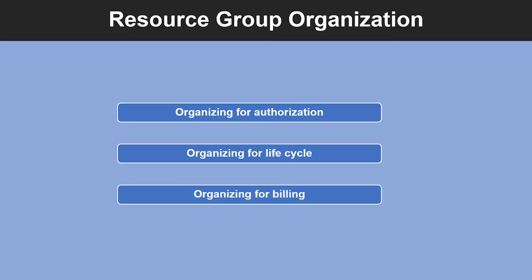And another efficient way of organization is organizing for billing. Placing resources in the same resource group is a way to group them for usage in billing reports. So if you are trying to understand how your costs are distributed in your Azure environment, grouping them by resource group is one way to filter and sort the data to better understand where costs are allocated.